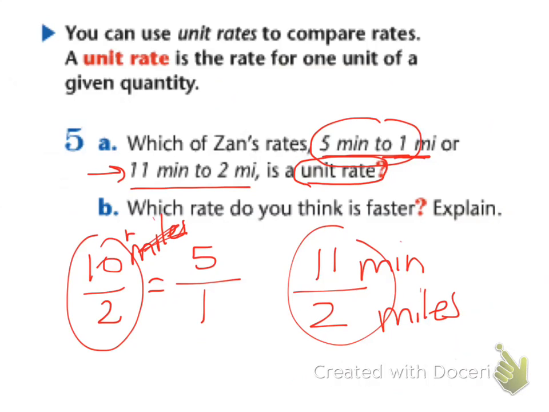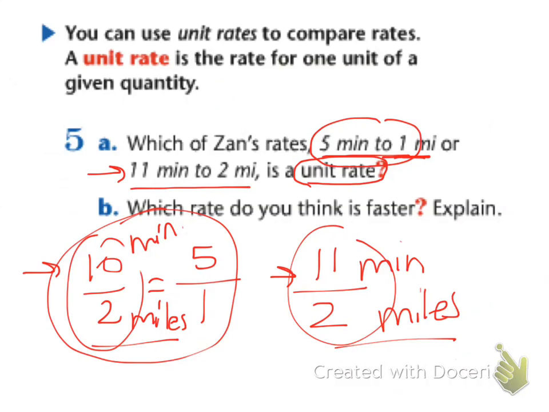Oops, that's minutes, isn't it? 10 minutes to 2 miles, right? So if I run 2 miles, this person runs it in 10 minutes, this person runs it in 11 minutes. Who was faster? Hopefully you said this one, because if you have a smaller time, you went faster. For example, if I raced you in the mile around the Jefferson track or the Kennedy track, if I ran it in 10 minutes and you ran it in 6 minutes, yeah, you finished a lot faster than me.